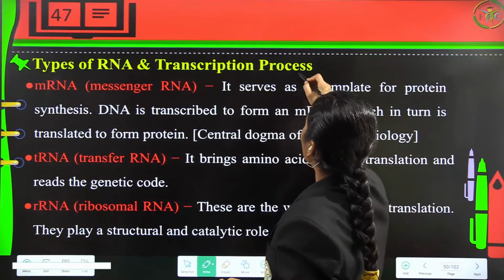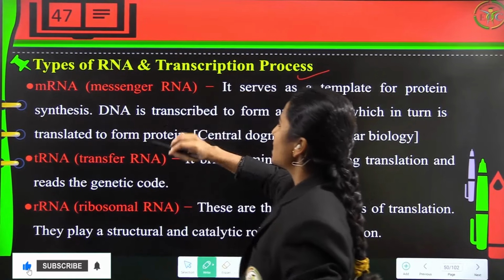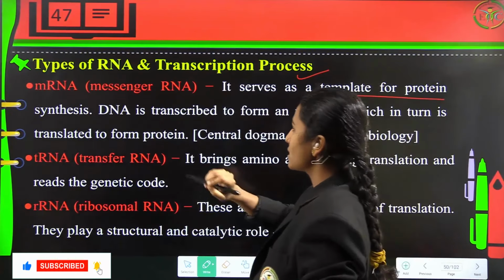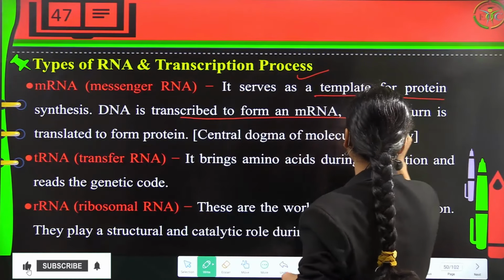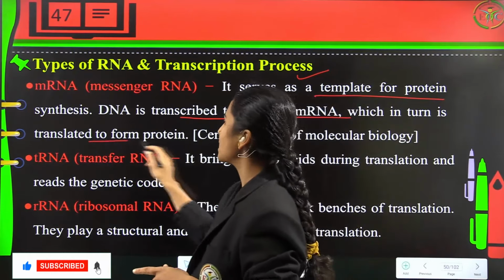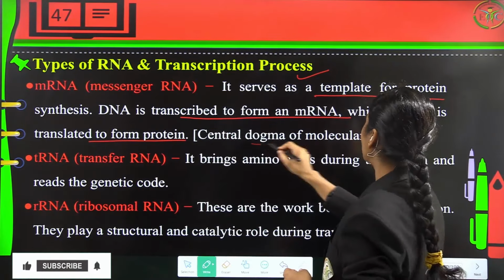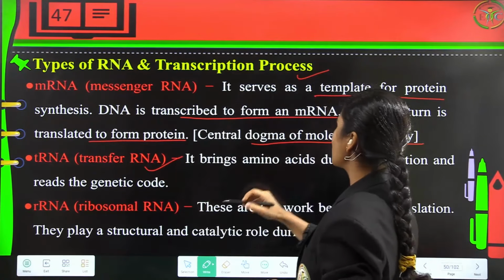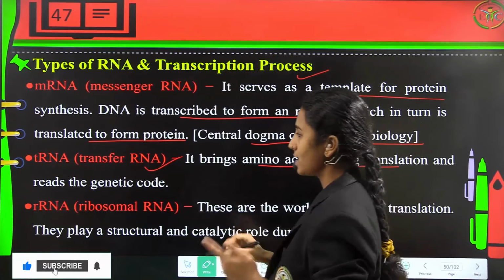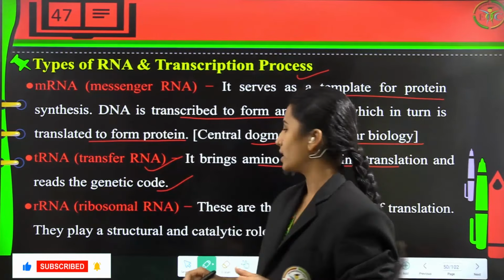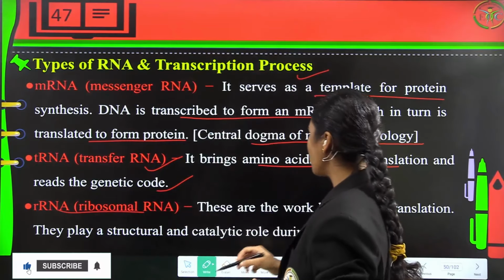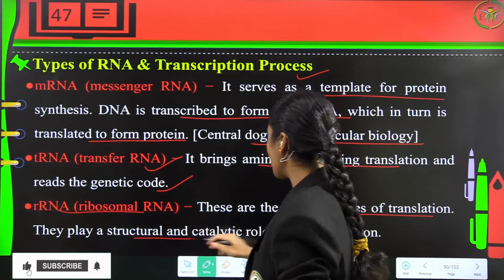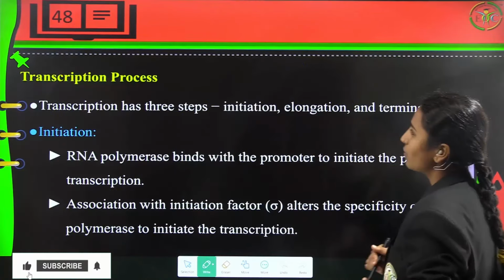Now, types of RNA and the transcription process. So first, mRNA, which is messenger RNA. This is going to serve as a template for protein synthesis. DNA is transcribed to form the mRNA, which will in turn get translated to form the protein. The central dogma of molecular biology states this. Now tRNA, transfer RNA, will bring amino acids during translation, and they are going to read the genetic codes. And rRNA, ribosomal RNA, plays a structural and catalytic role at the time of translation.